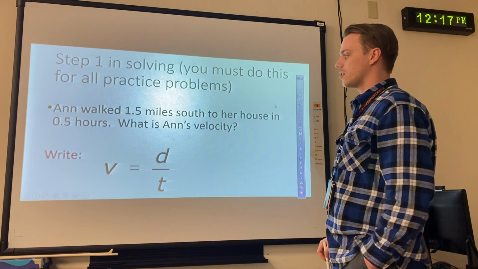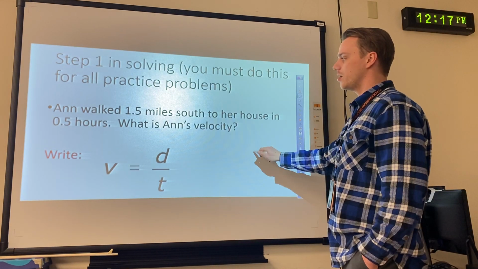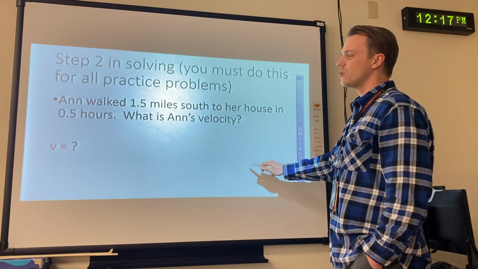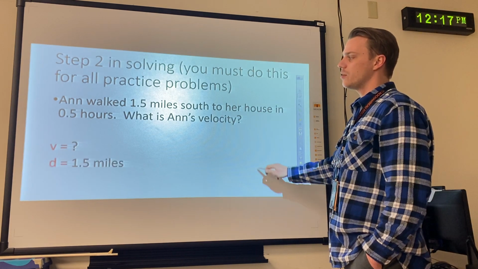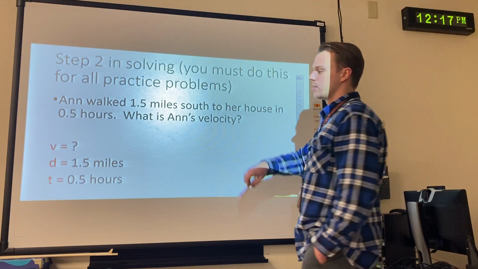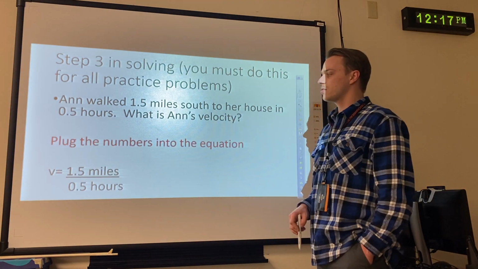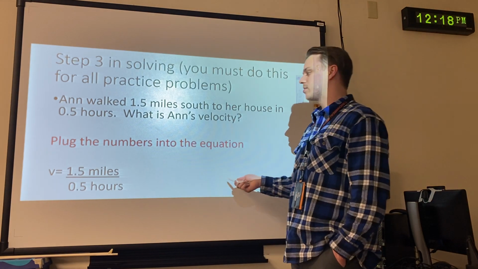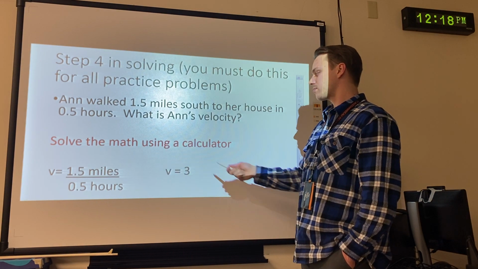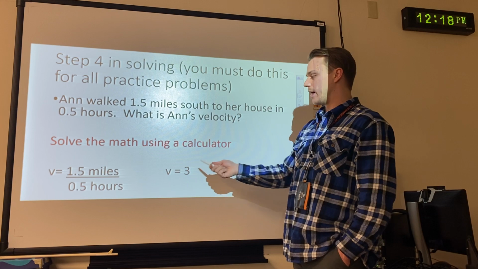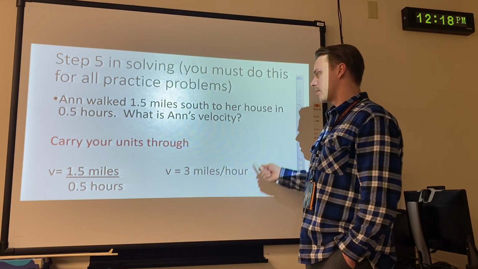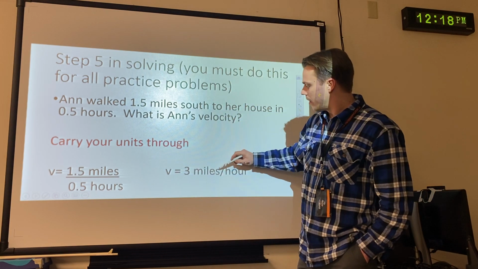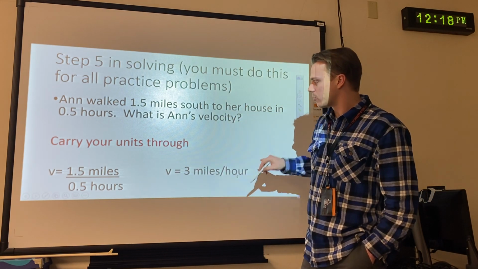So this is the basic steps. I write the formula. Step 2. V equals what? D equals what we're given. T is given as 0.5 hours. And then we just plug it into a calculator. V equals 1.5 miles divided by 0.5 hours. V equals 3 miles per hour. There's our units. We just carry our units through. Miles over hour, and I got miles slash hour, or miles over hour.